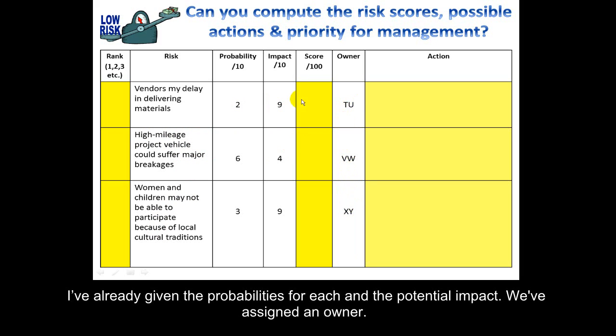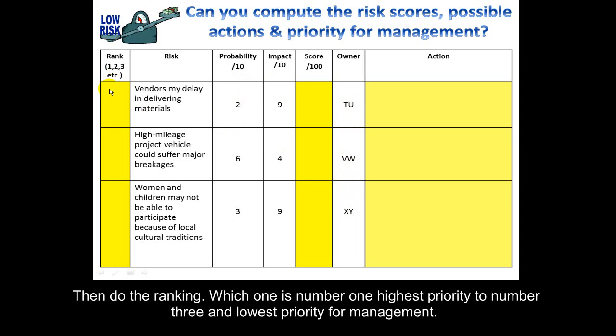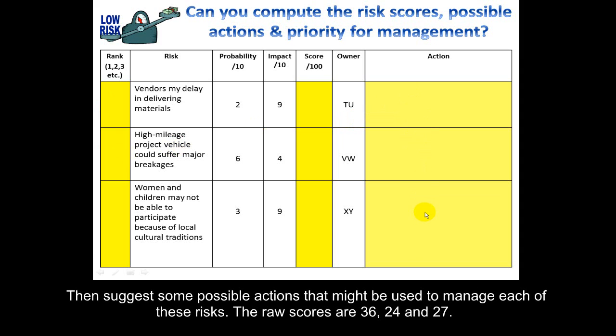Now there are several cells that are blank in the yellow, and what I'd like you to do is to fill in those blanks. First of all, do the composite score using either or both of the methods that I showed you. Then do the ranking, which one is number 1, highest priority, number 3, lowest priority for taking the time for management, and then suggest some possible actions that might be used to manage each of these risks.